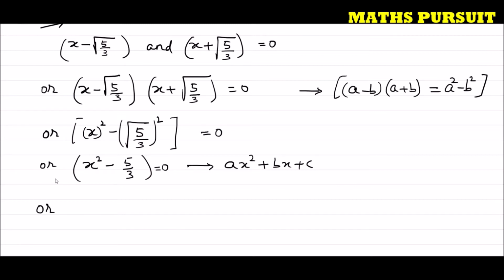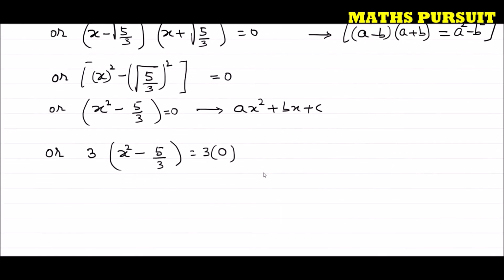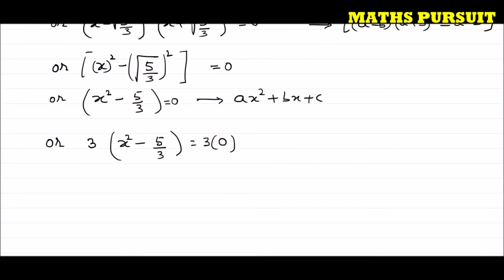I'm going to multiply by 3. In order to remove this 3 from the denominator, I'm going to multiply by 3 on the left side of this equation as well as on the right side of this equation. So I am multiplying 3 to the left side as well as to the right side, which is equal to 3 into 0. I believe guys till here we are very clear. Why did I multiply by 3? Because I need to remove that 3 from the denominator, so that I can get this particular equation in the form of ax^2 + bx + c.